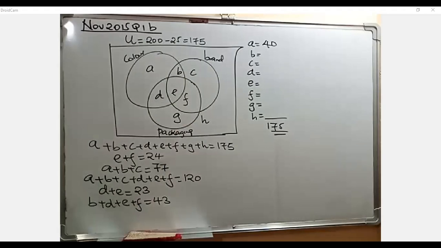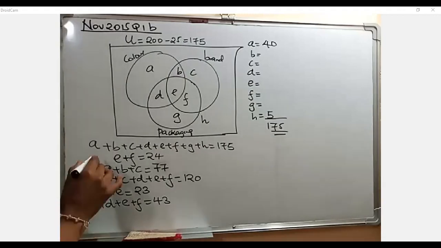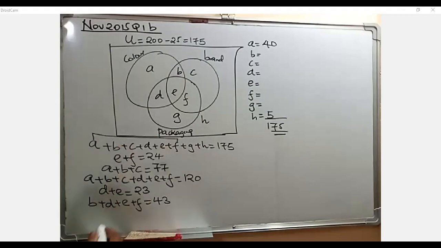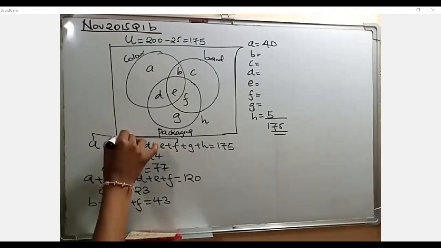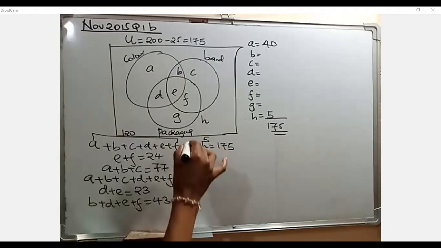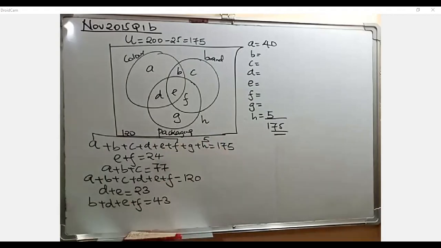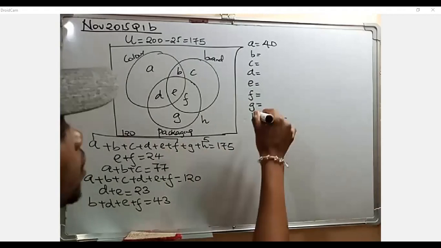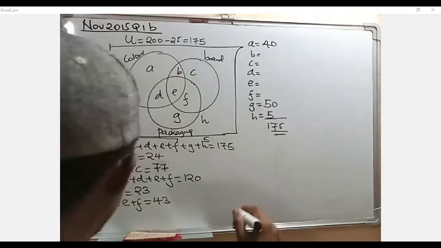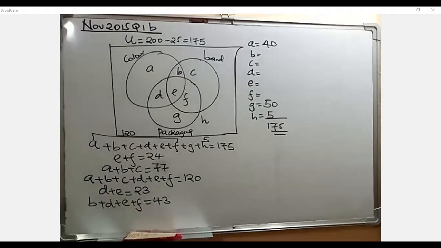Now, the other one, we have been told 5 persons did not like any of the 3 attributes, and the examiner is giving you your H. So let us analyze our question here. It will provide us with a good insight. When I look at it, you have A to F, and already we know A to F is 120, and then you have your H, which is 5. What is your G? So you just say 175 minus 125, getting 50. Our G is 50.